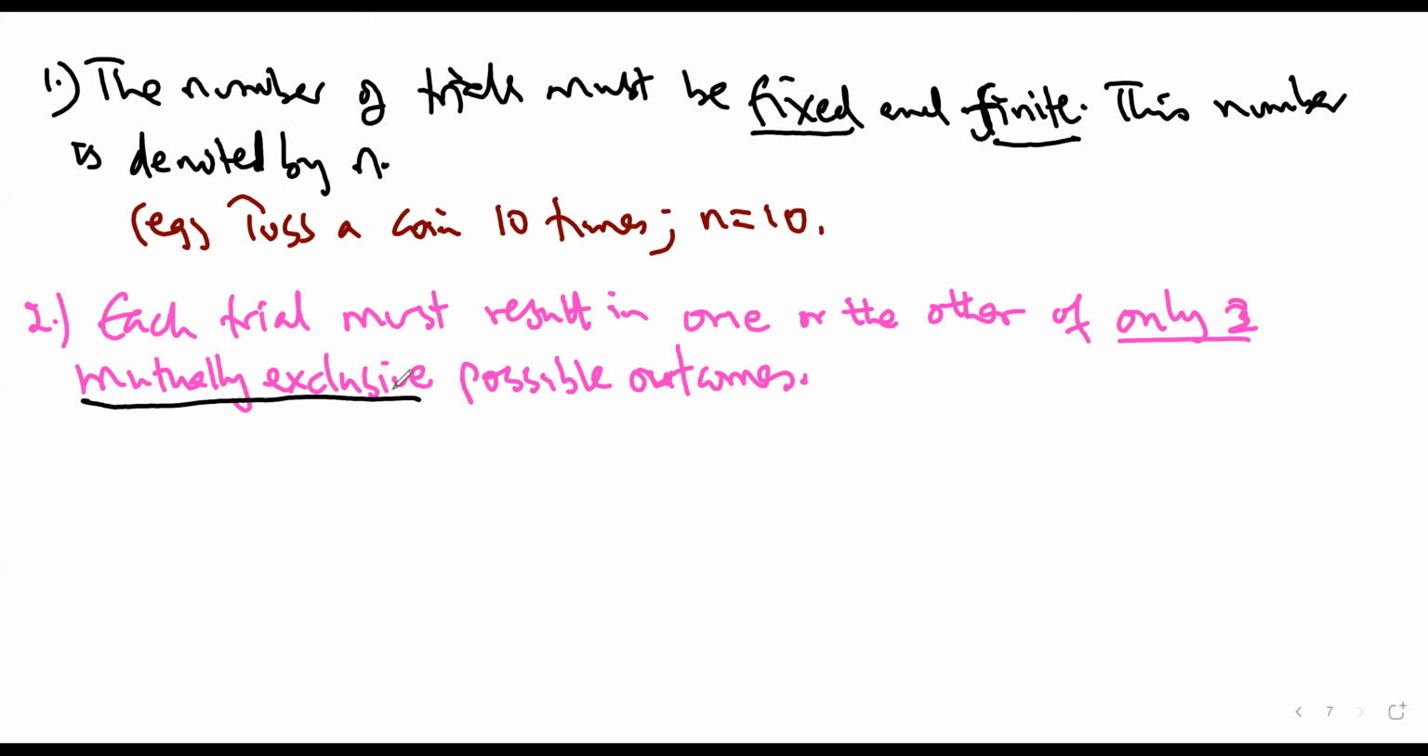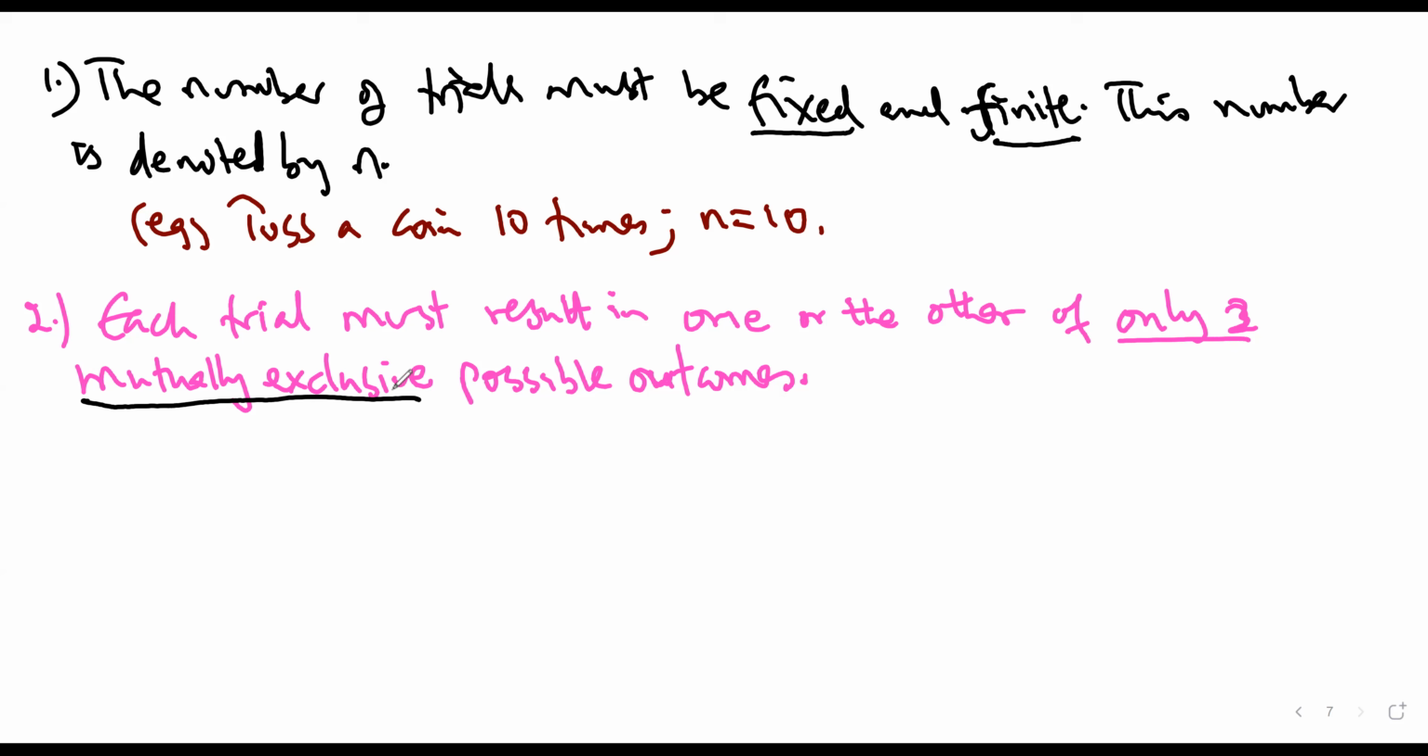Remember, we say that two events, A and B, are said to be mutually exclusive if they cannot both occur in the same trial, or they cannot simultaneously occur in the same trial. For example, when you toss a coin, you either get a head or a tail. You cannot get both in the same trial. So we say that the head and the tail are mutually exclusive outcomes.